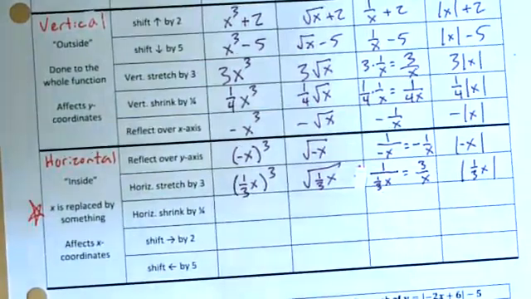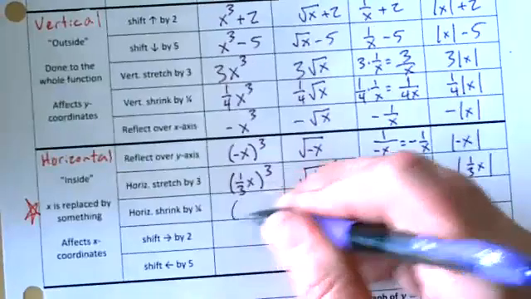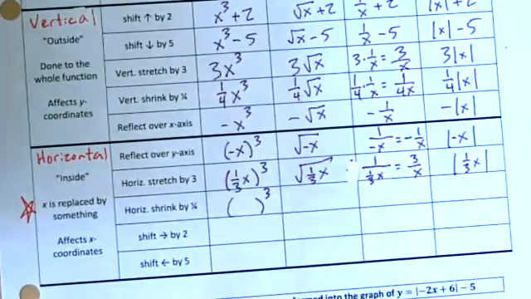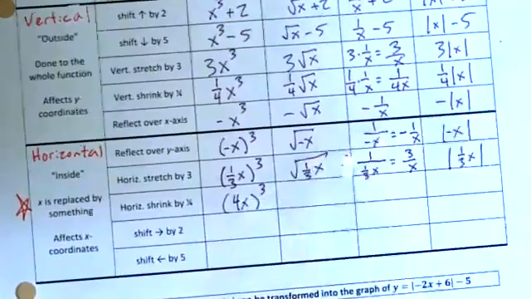Okay. So that was backwards. Shrinks are also going to be backwards. So let's pull our x out. What are we going to do with our x this time? We're going to multiply it by what? By the reciprocal of 1/4, which would be 4. So it's actually going to shrink it by multiplying it by a bigger number.